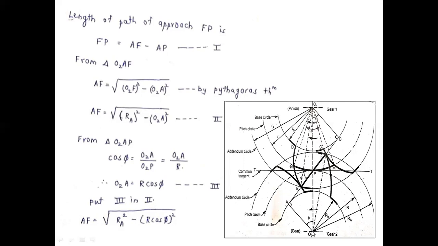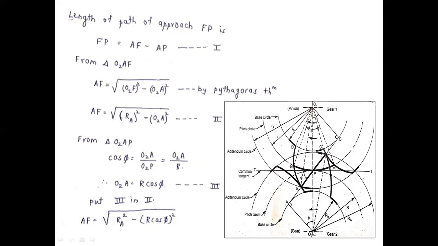O2F is nothing but capital Ra, this radius. O2F is equal to this Ra. So putting the value of O2F as capital R suffix a, we get square root of capital R suffix a squared minus O2A squared. Now we are going to find the value of O2A.